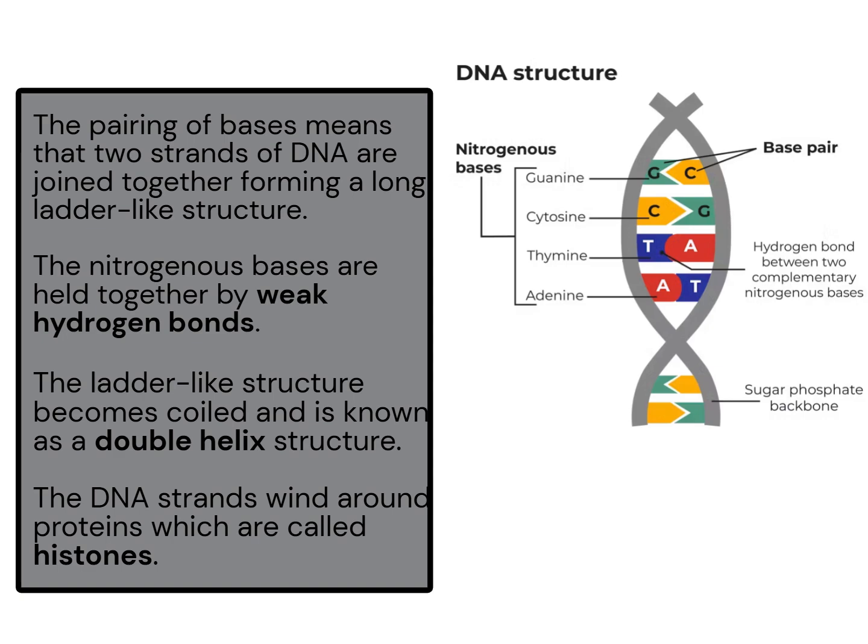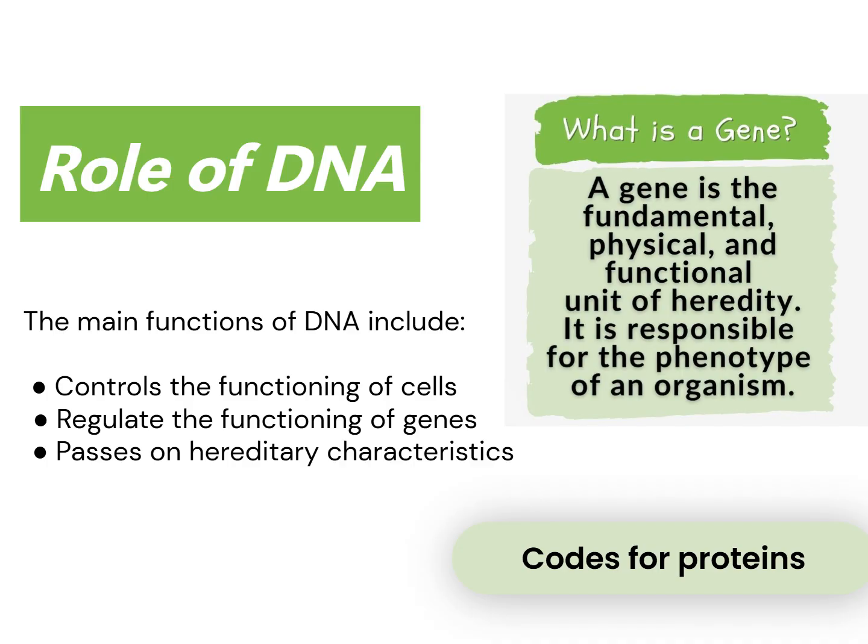Now, the DNA has three main functions: to control the function of cells, to regulate the functioning of genes, and to pass on hereditary characteristics. Genes are a unit of heredity, and they are responsible for the coding of proteins. They're also responsible for the phenotype of an organism.